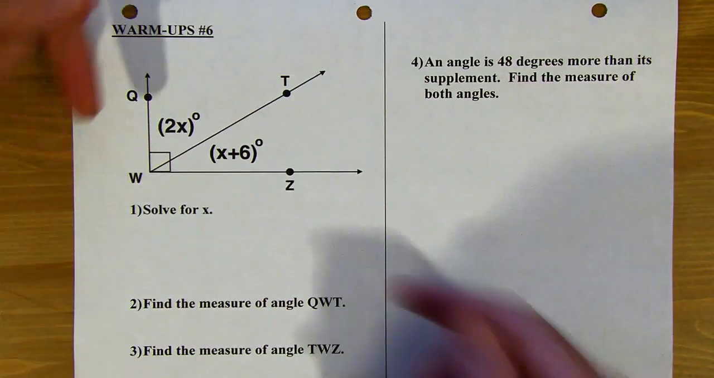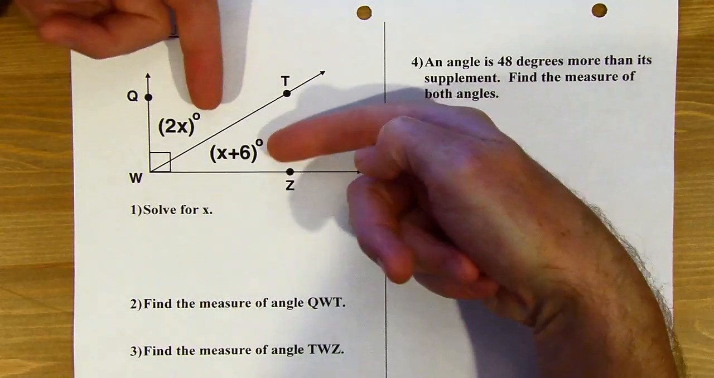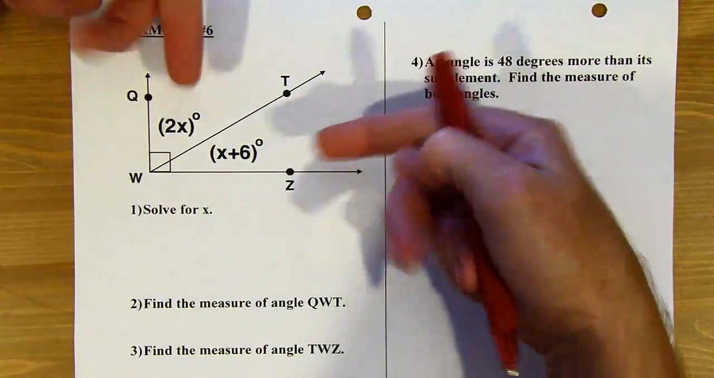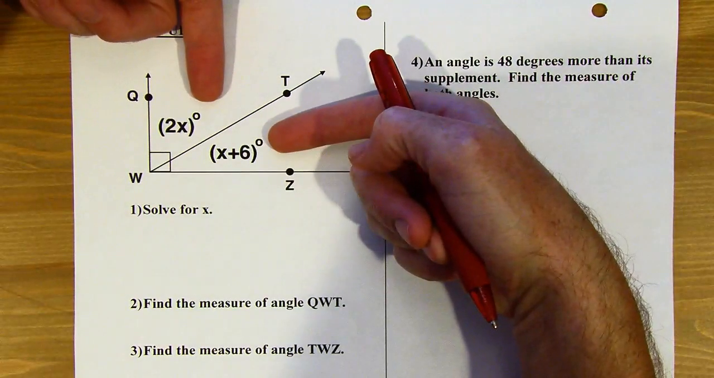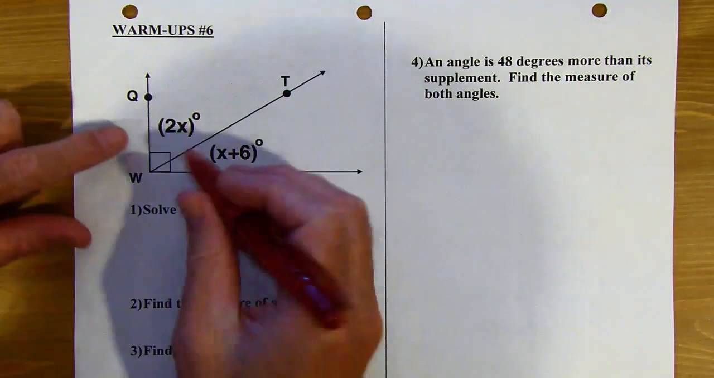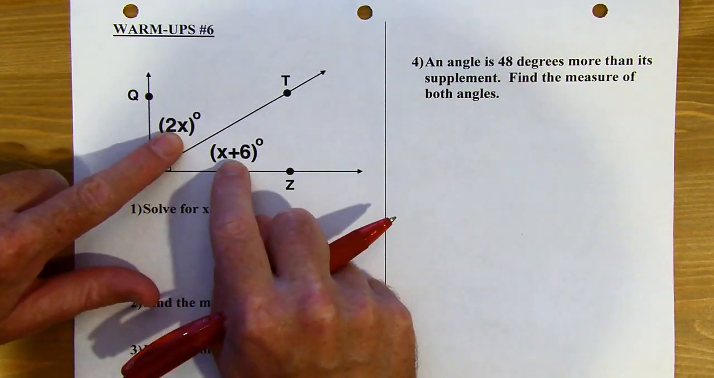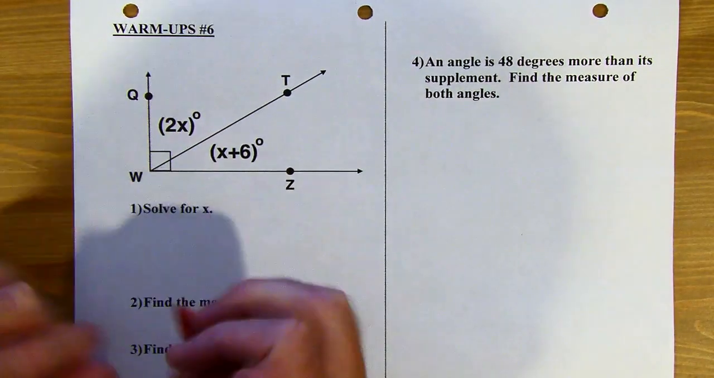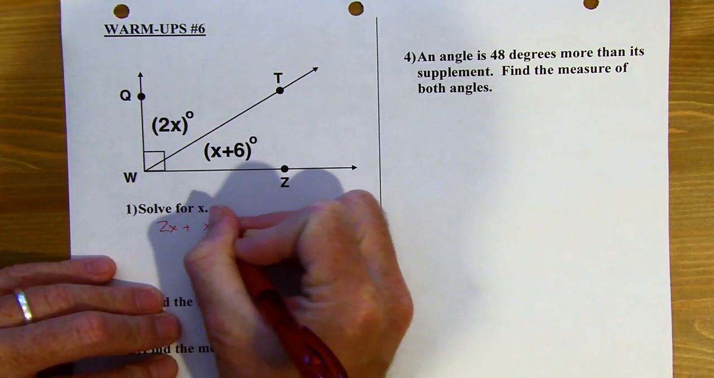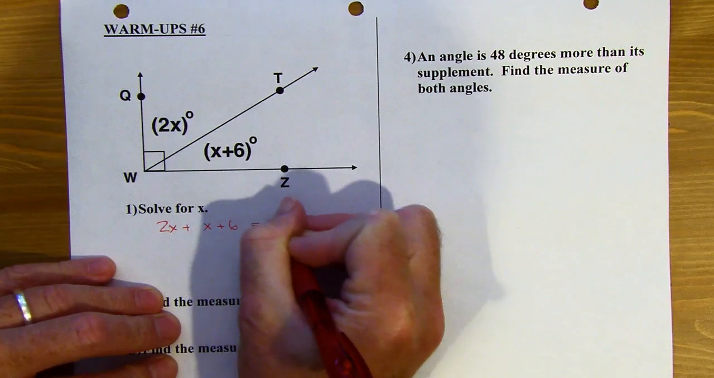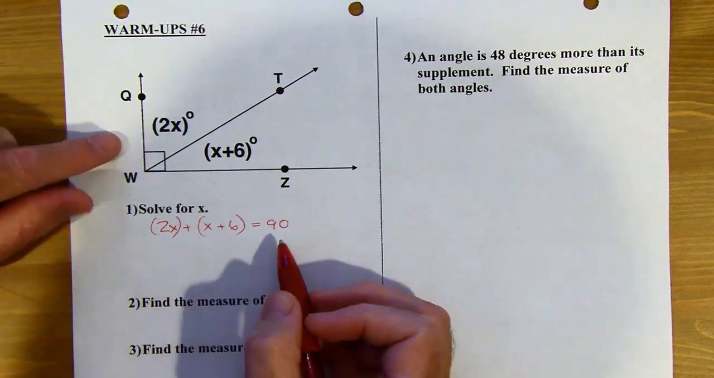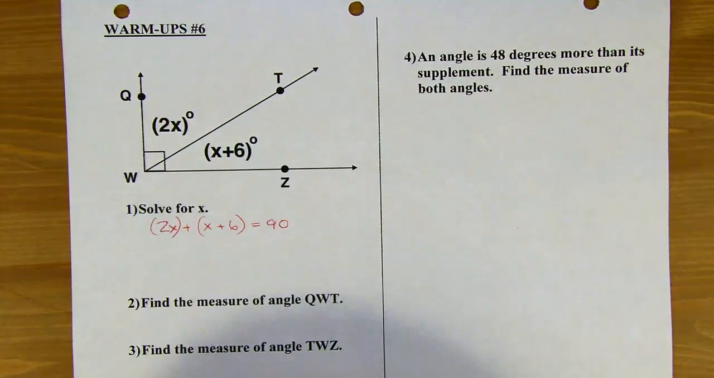And when we have two adjacent angles like this that are next to each other, we can use the angle addition postulate, which just means the measure of these two added together is going to equal the bigger angle. So that means I can say, hey, 2x plus x plus 6 is going to equal 90. There's the first angle, there's the second one. When I add them together, I get 90. And now I can solve for x.